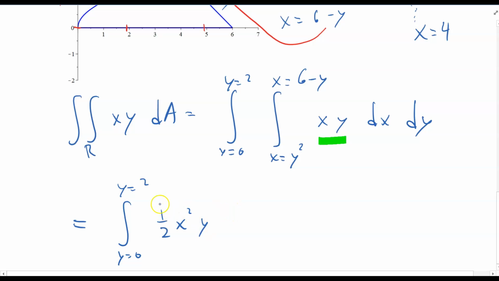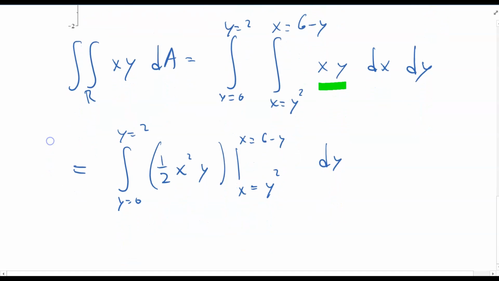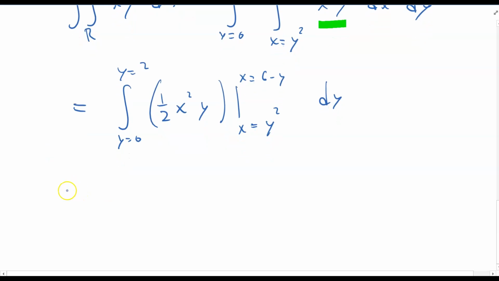And then we need to take that and evaluate it by plugging in x equals 6 minus y and plugging in x equals y squared wherever we see x. And then we have to take the resulting integral and evaluate that with respect to y. Okay, so let's carefully plug in and continue this evaluation.